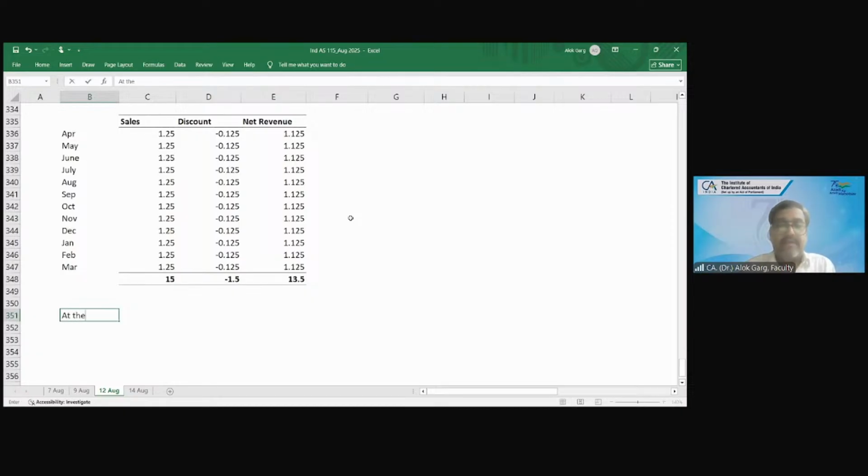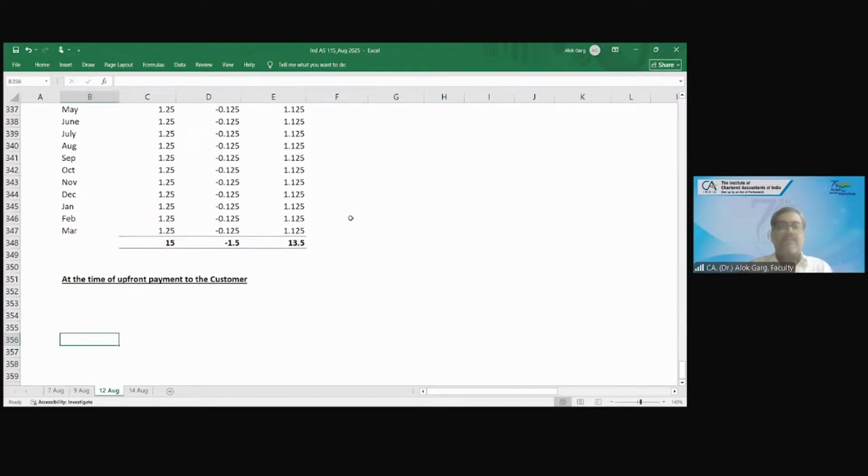So at the time of upfront payment to the customer, okay, what is the upfront payment to the customer? Sir, 1.5 crore. 1.5 crore, which is day one. So customer account debit. You can write debtor, customer, Ram, Ghanshyam, Radheshyam, Mohan Shyam, whatever. ठीक है ना? So उसमें नंबर नहीं कटते.